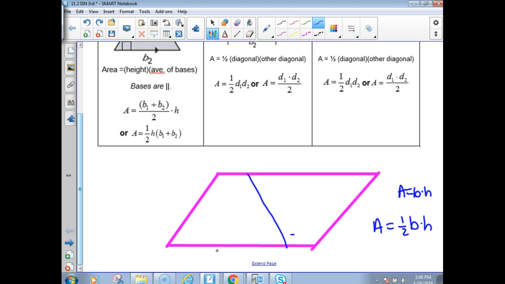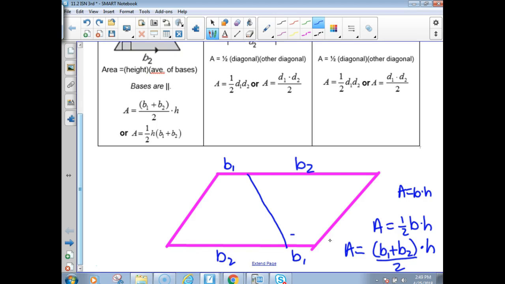Now, this piece is different than that piece. Remember how we called them the bases? And we said maybe this was base 1, so this would be the same piece there. And then we could call maybe this base 2, and this would be the same piece there. So now I just traded the base for B1 plus B2. So I would have to add those little pieces, B1 and B2, and multiply by the height. But I'd also have to take half because it's only half of that figure. That's where that formula came from.